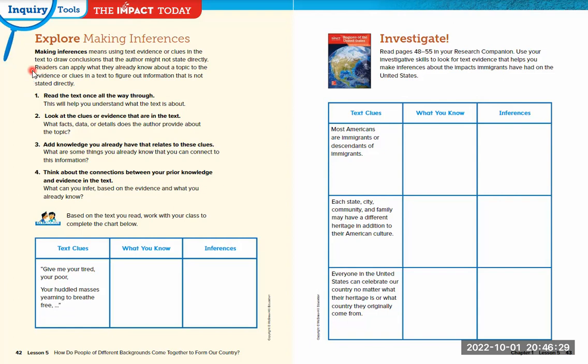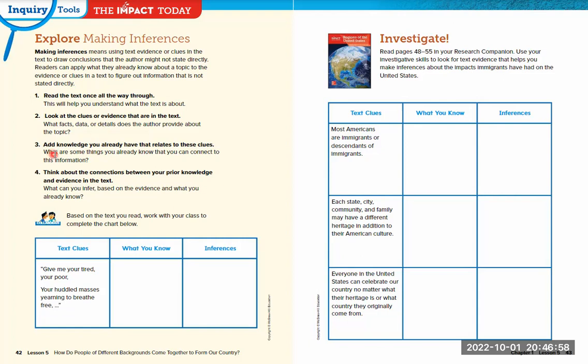From there, readers can apply what they already know about the topic to the evidence or clues in a text to figure out information that's not stated directly. But the first thing you have to do is read through the text at least once all the way through to help you understand what the text is about. Then you're going to be looking for clues or evidence that's in the text. And a way to find that out is what facts, data, or details does the author provide about that topic. Then you're going to be adding knowledge from what you already know that relates to these clues.